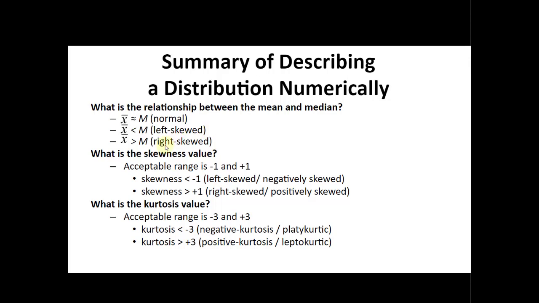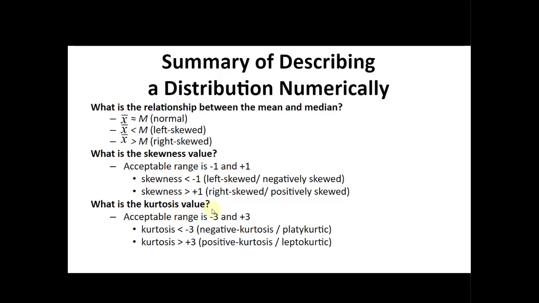You also want to look at the skewness value. The acceptable range is between -1 and +1. If you have a skewness that is less than -1, then the data is excessively skewed. It's too skewed. And if you have a skewness value that is greater than +1, then the data is excessively positively skewed. Remember that the skewness value describes the shift from left to right.